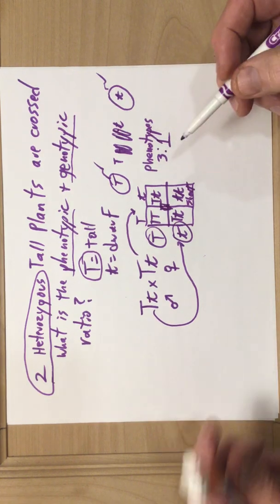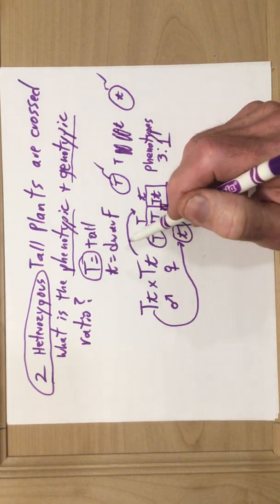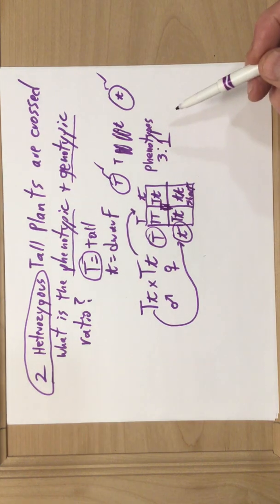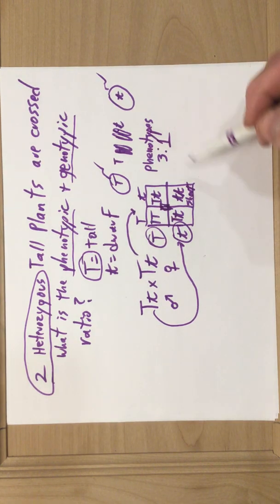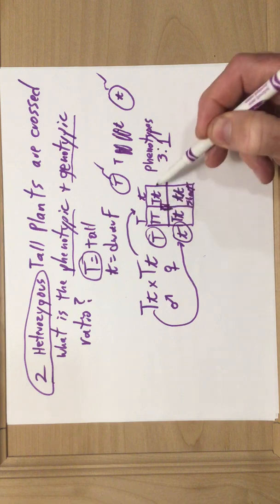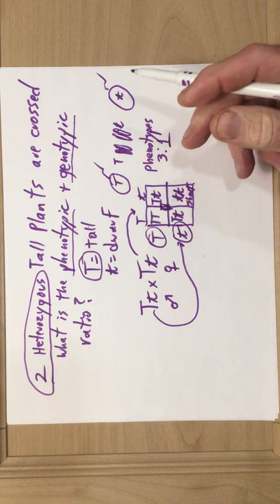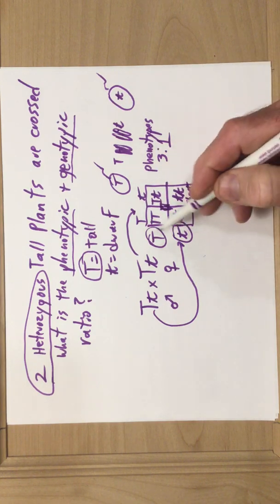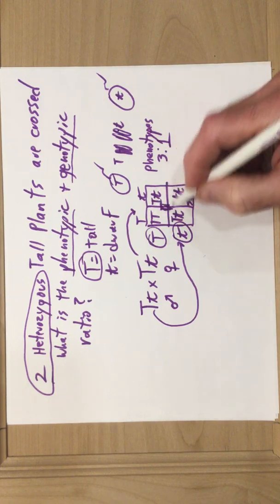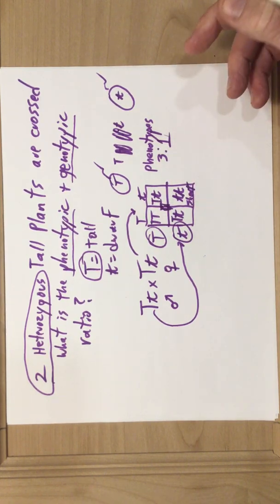Okay? So for instance, when this couple of plants get together, 25% of the little offspring are going to be short plants. 25%. Every one of these corners is 25% of the whole thing. All right? So 75% of them are going to be tall. 25% are going to be short.